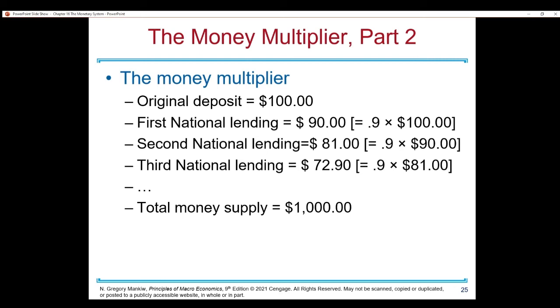Let's reverse it. Let's say that our reserve ratio is 80%. That means banks can only loan out 20%. Our money multiplier is going to be 1.25. We only increased the money supply by 25% instead of 10,000%.